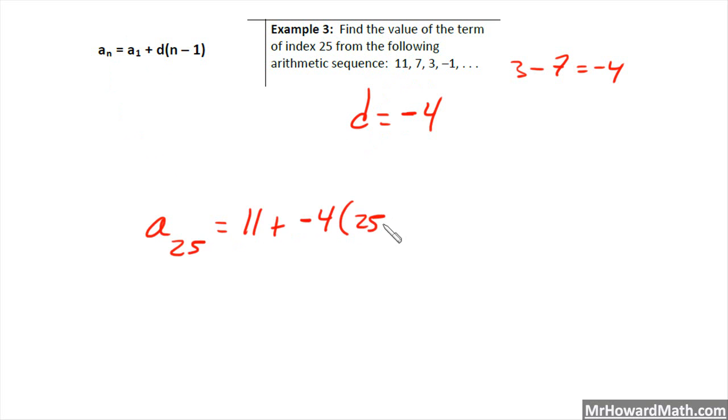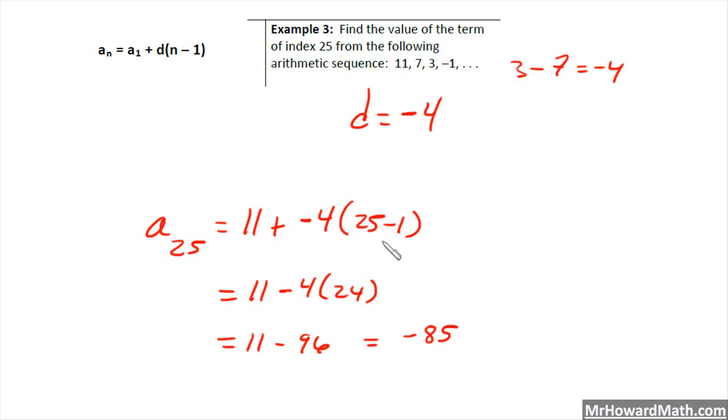So that would be 25 minus 1 because we're finding the 25th value. So let's simplify a little bit. 11, and this would be minus 4 times 24. So that would equal 11 minus 96. If you do 11 minus 96, you'll get negative 85. So the 25th term is equal to negative 85.